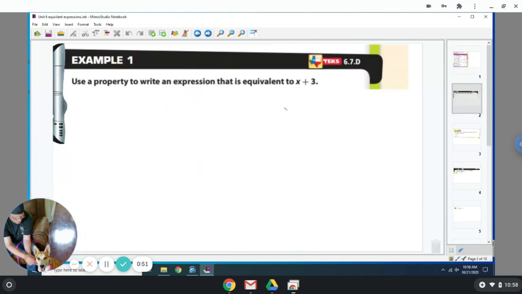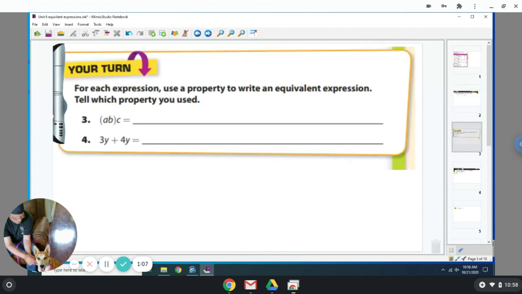So you have the expression x plus 3, and they want you to rewrite it. So x plus 3 is the same thing as 3 plus x. So each expression uses a property to write the equivalent expression down.